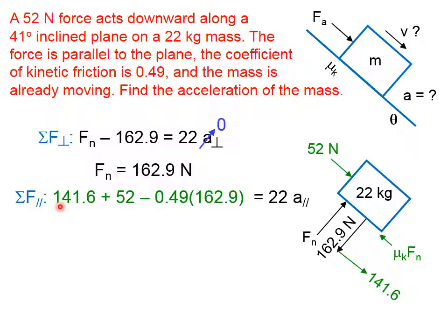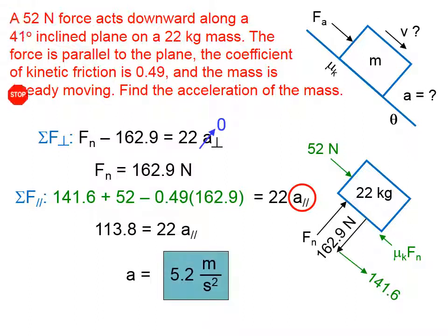And the sum of those forces by Newton's second law should equal the mass of the object times the acceleration parallel to the surface. You should be able to solve that equation for the acceleration. The left side turns out to be just some number, 113.8. Then we can divide both sides by 22, and we get an acceleration of 5.2 meters per second squared.